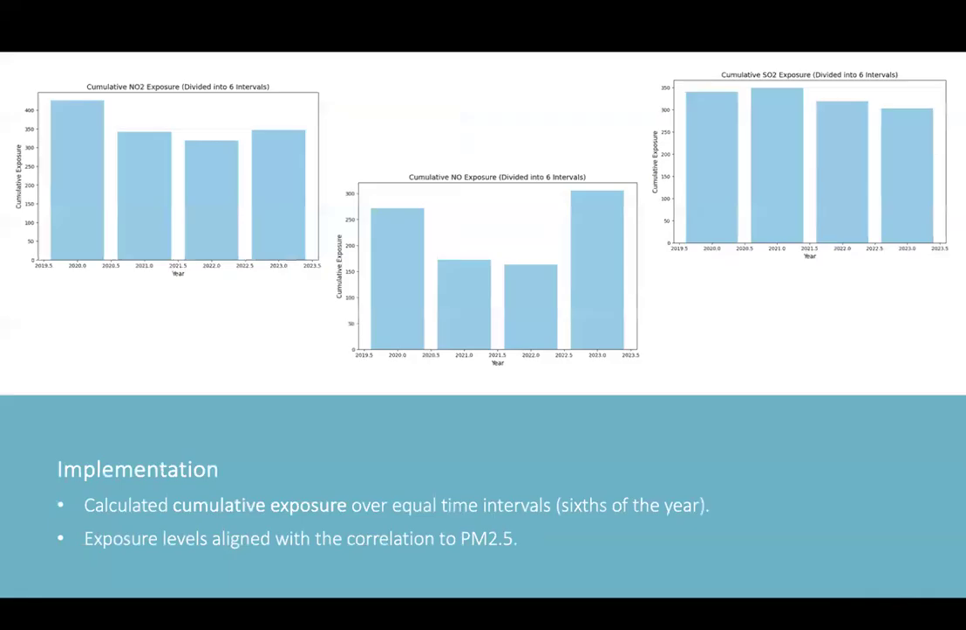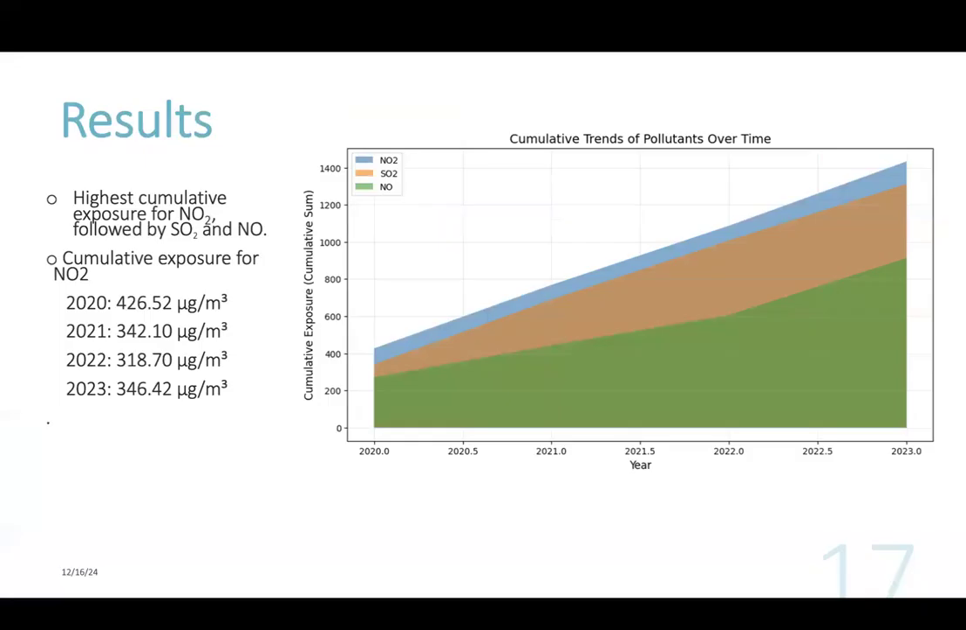As you can see here, we have the cumulative exposure graphs of all the three pollutants, and we can see that it was calculated over equal time intervals, which was 6 of the years or 2 months, and the exposure levels aligned with the correlation to PM 2.5. As you can see through the cumulative trends of pollutants over the time, the highest cumulative exposure was for NO2, followed by SO2 and NO.